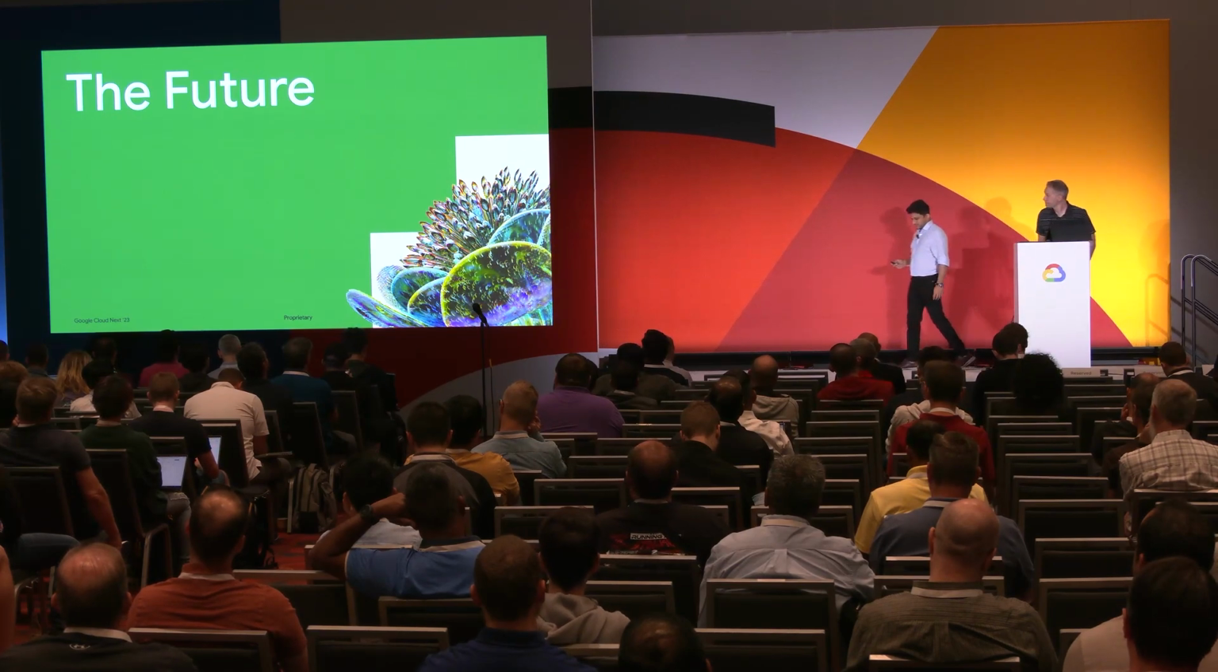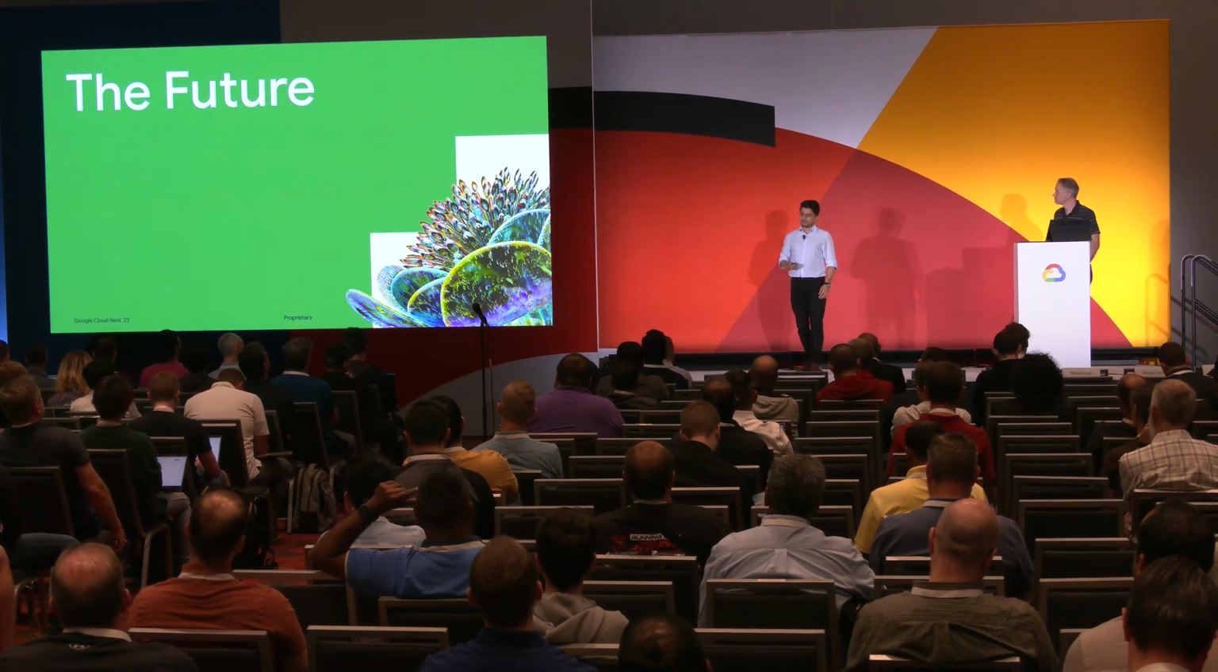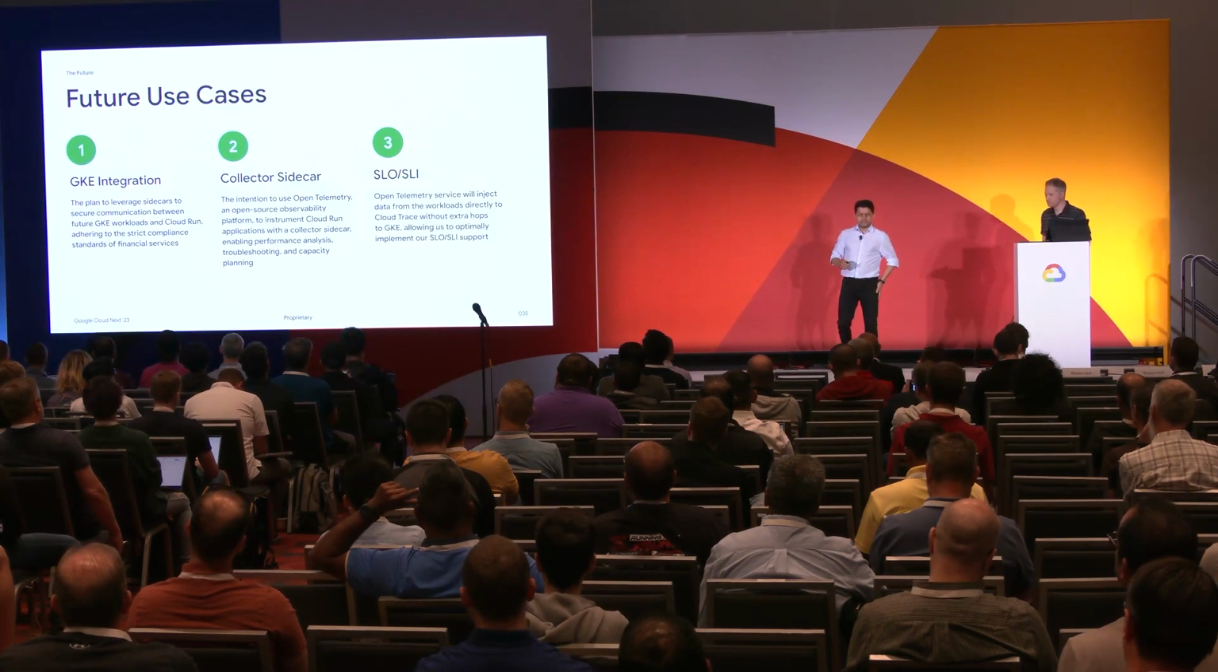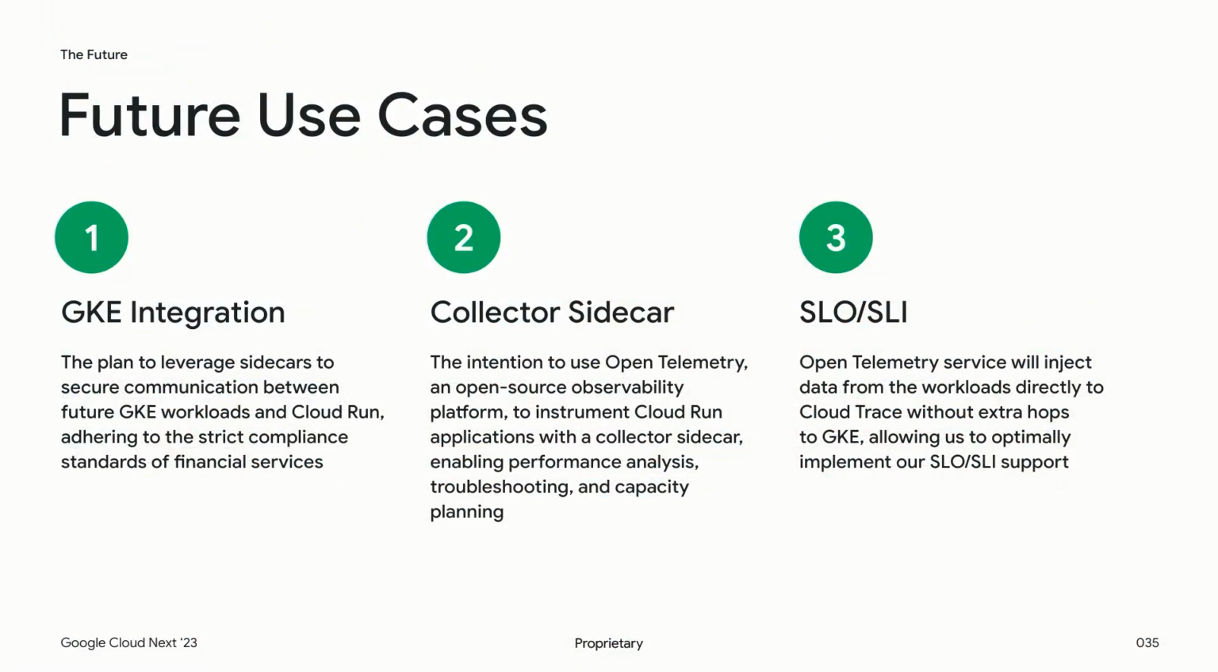Thank you, Clayton. So what holds for the future of Metrio's use of Cloud Run? In future, Metrio intends to leverage sidecars to secure communication between GKE workloads and Cloud Run, adhering to strict compliance standards of financial services. Metrio also plans to use the OpenTelemetry collector sidecar to instrument their Cloud Run applications for custom telemetry for performance analysis, troubleshooting, and capacity planning. Use of OpenTelemetry will allow sending the tracing data to Cloud Trace directly without any hops in between, thus optimally implementing the SLO and SLI support.